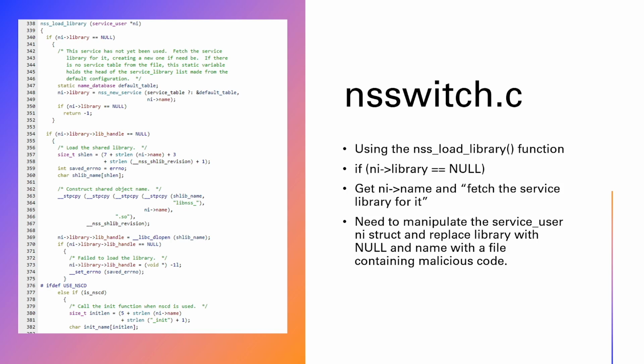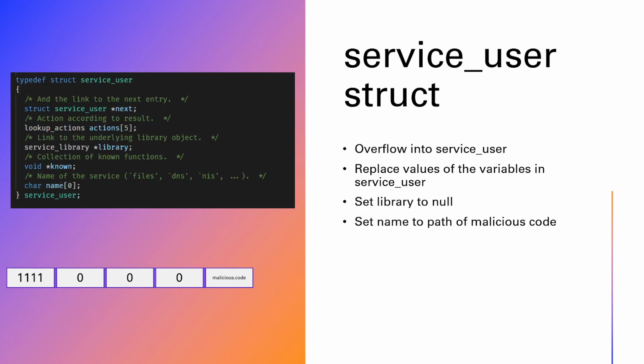However, by overflowing into the NSS service user struct, we can manipulate the data for the values that are in that struct. Because our overflow is so handy, we can place nulls into our exploit string and override the necessary variables in the service user ni struct, replace the variables with nulls, and set the name of the library to load the path where we have our malicious code.